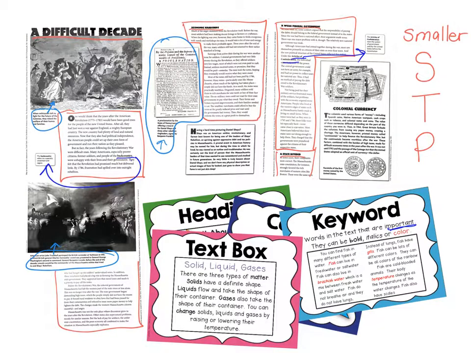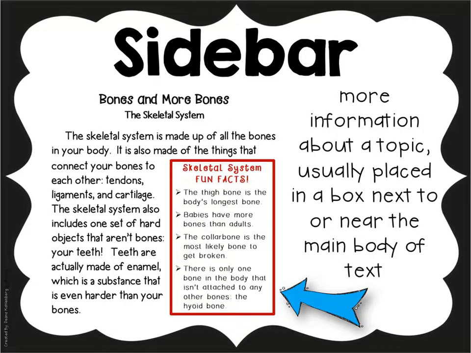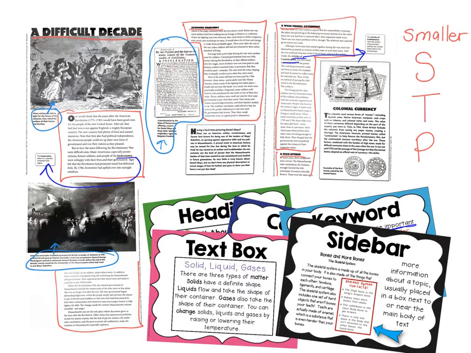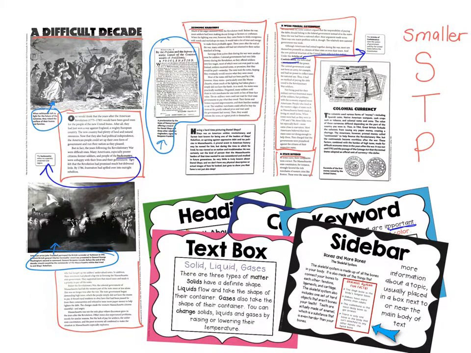And then finally, we still have some text in a different way called sidebars. Sidebars often give us more information about a topic, and they're usually placed in boxes near the main body of the text. So here in this particular text, we have 2 sidebars.